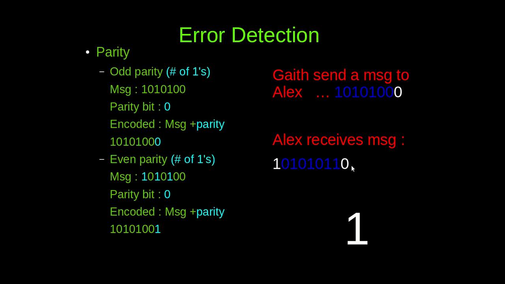So Alex receives this message where he has 1 0 1 0 1 0, and he has an extra 1 in the message.